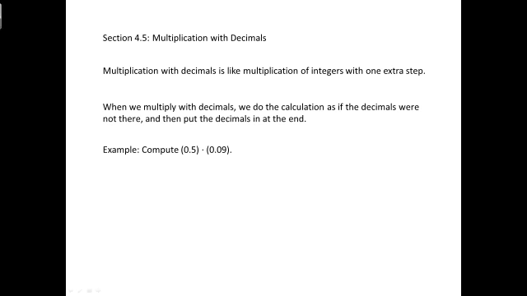Example, compute 0.5 times 0.09. To do this calculation, we want to think about the calculation 5 times 9. 5 times 9 is 45. And now we're going to count up the number of decimals in the problem. 1, 2, 3. There are 3 decimals. And so our final answer will have 3 decimals. And so we have to make sure that we have a placeholder here and then a decimal point in order for us to have 3 decimals.